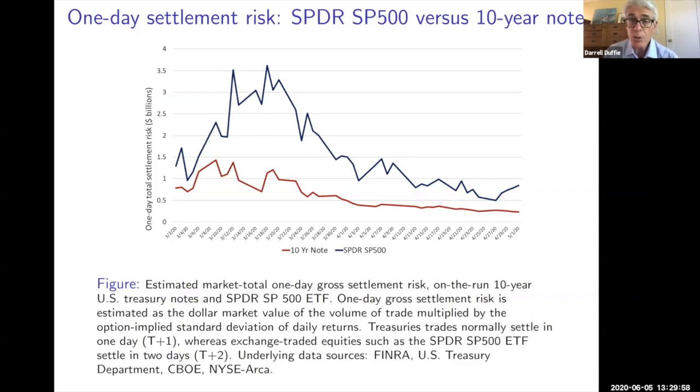Now, this is in risk equivalent. So this is the settlement risk in the whole market. So the blue is obviously bigger than red. It's possible to handle this much settlement risk. On the other hand, individual Treasury positions tend to be very, very large.